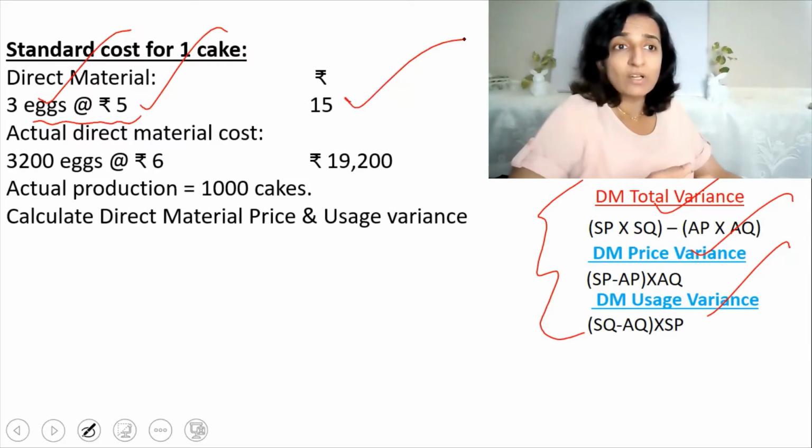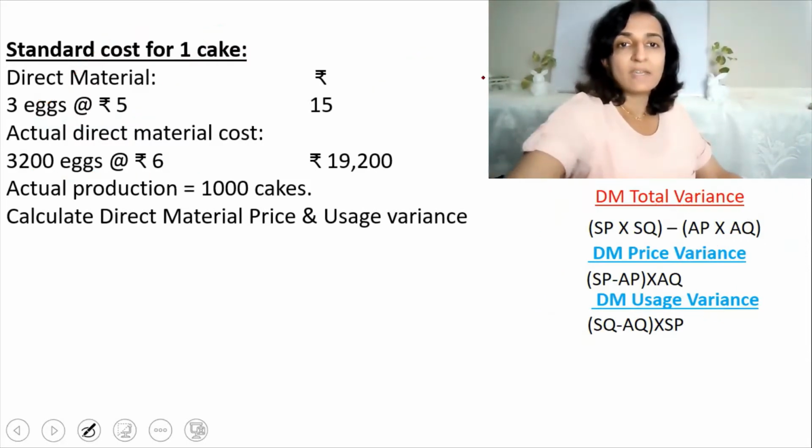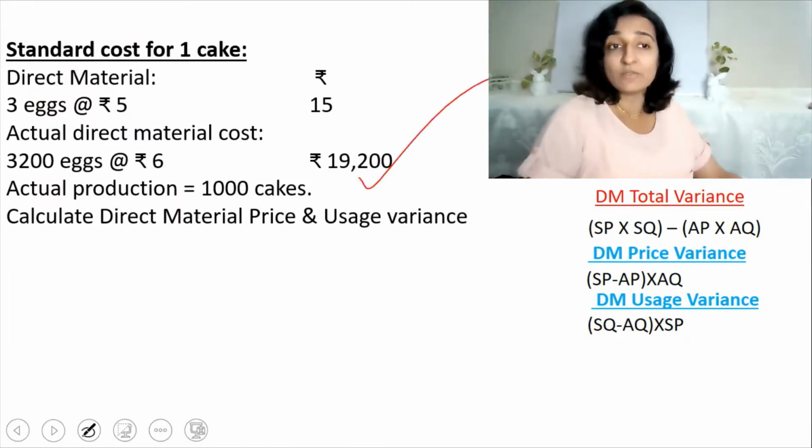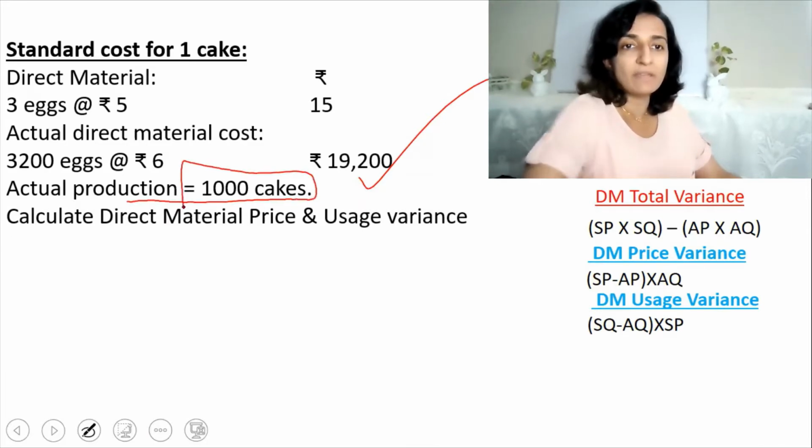And what is the actual cost? Actual, it is 3,200 eggs multiplied by 6, giving an amount of 19,200. And the actual production of cakes is 1,000. This is very important.